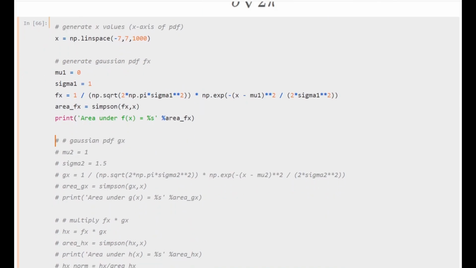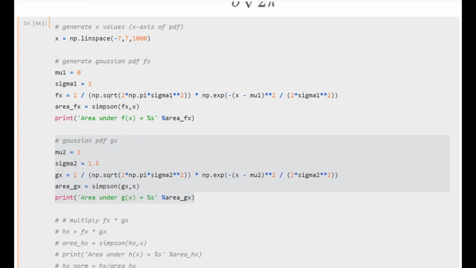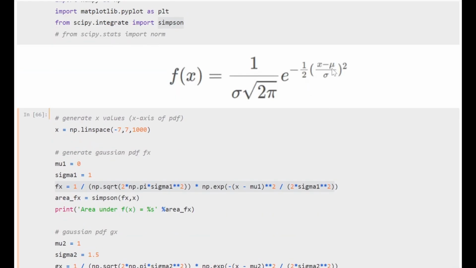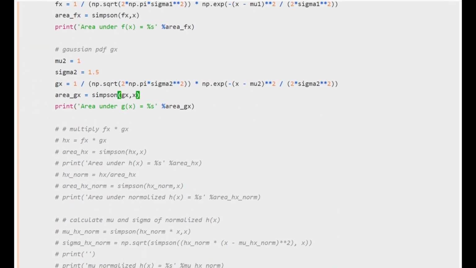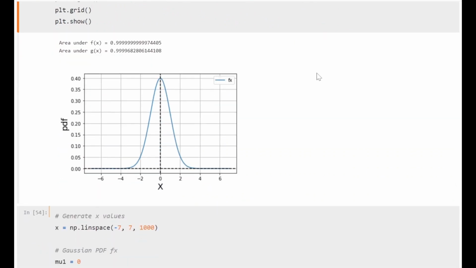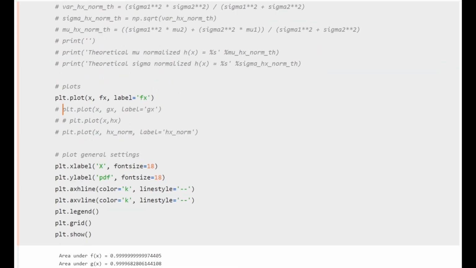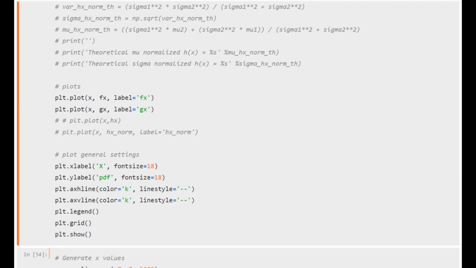I just repeat the same code to generate another Gaussian distribution to represent the prior, and I'll call it gx. Here my mean is centered at 1, and my sigma is 1.5. I am again going to repeat the same formula given in this equation, and plug in the value of x, which is specified here, and mu and sigma in this equation, and generate the gx function. And then I'm going to calculate the area under the curve, and if the area is 1, then my code is working fine. So as you can see, I have to enable a plot here, and I run the code.